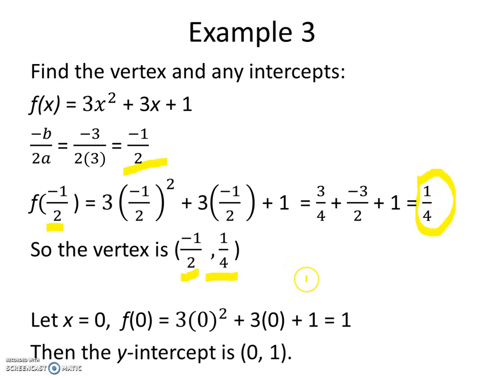Looking for any y-intercepts, we set x equal to 0. So f at 0, we plug that in, that goes to 0, and that goes to 0, and we're left with just 1. So then the y-intercept is at the point 0, 1.